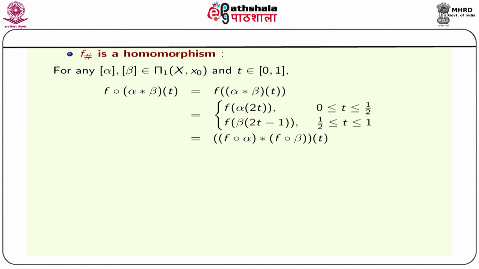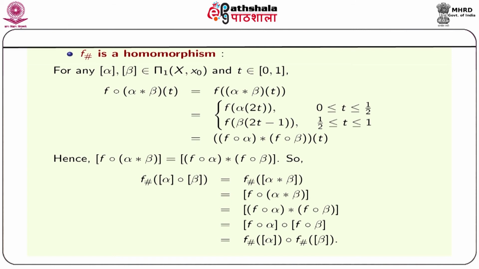Now, applying the definition of product of paths, in the first half of the interval, that is when t is between 0 and half, it is alpha of 2t, and in the second half, that is from half to 1, it is beta of 2t minus 1. Therefore, the first part gives F composed alpha of 2t, and in the second part we get F composed beta of 2t minus 1. Thereby, we get F composed alpha star F composed beta evaluated at the point t. Hence, the class of F composed alpha star beta is equal to the class of F composed alpha star F composed beta.